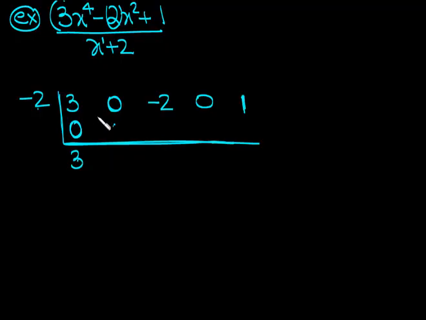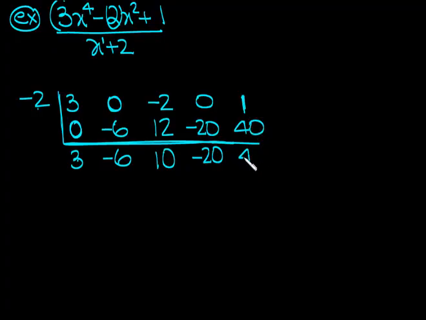Negative 2 times 3 is negative 6. We add that column and get negative 6. Negative 2 times negative 6 is positive 12. We add that column to get 10. Negative 2 times 10 is negative 20. We add that column to get negative 20. Negative 2 times negative 20 is 40. We add that column to get 41. This last number in the bottom row represents the remainder.